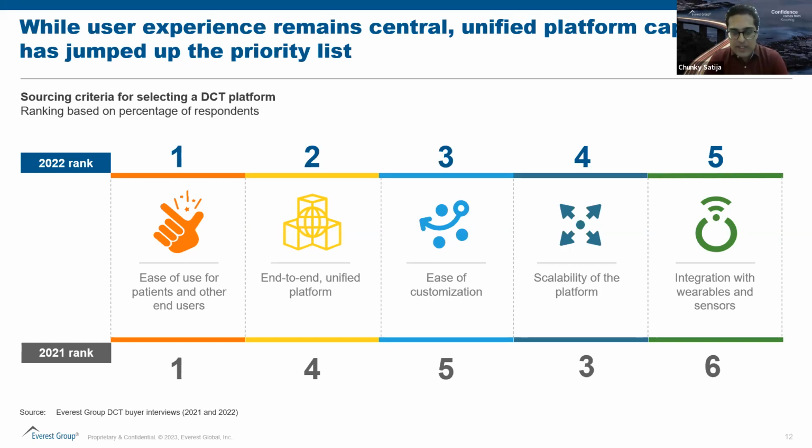The other parameter which has jumped from rank 4 to rank 2 is preference for an end-to-end unified platform. This speaks to the slide before, where increasingly we are seeing pharma organizations trying to move away from disparate best-of-breed solutions to an end-to-end platform.